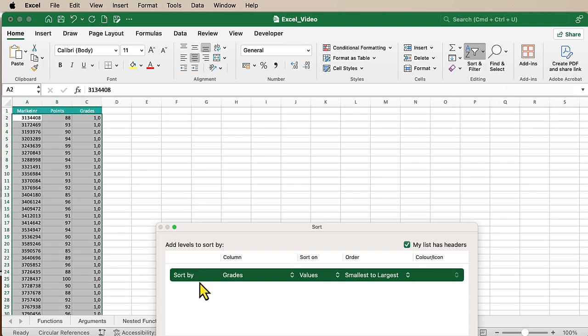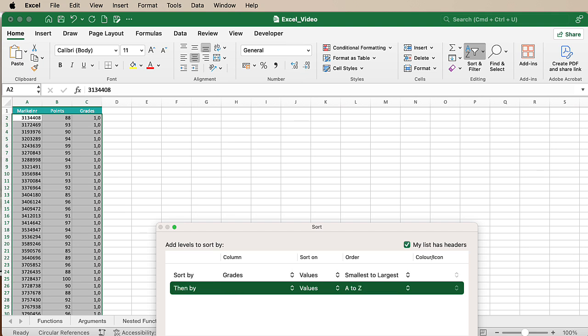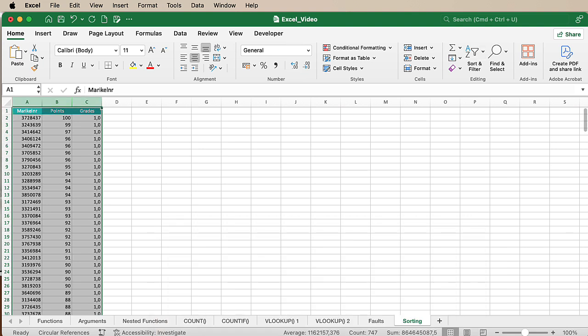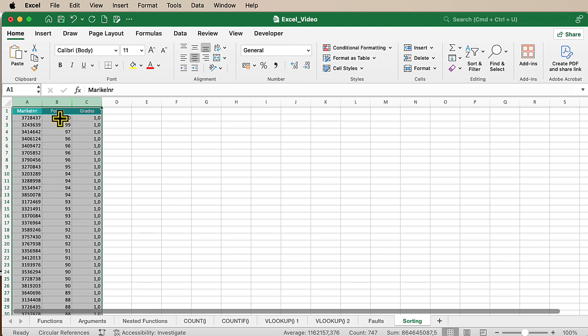Custom sorting. I have first done it by grades. Then I'll add a second level. If the grades are the same, I'll do it by points, but I want to do it largest to smallest to have the best one on top. And as you can see, here is 199 and so on and so on.